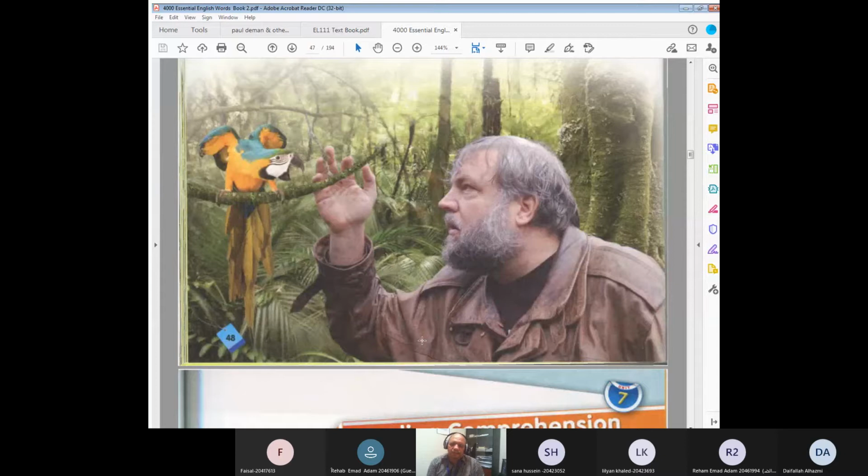Can we move from whatever is literal? Literal means harfi, whatever you can see physically, to whatever is inferential. Inferential means istintag. You try to connect the dots.